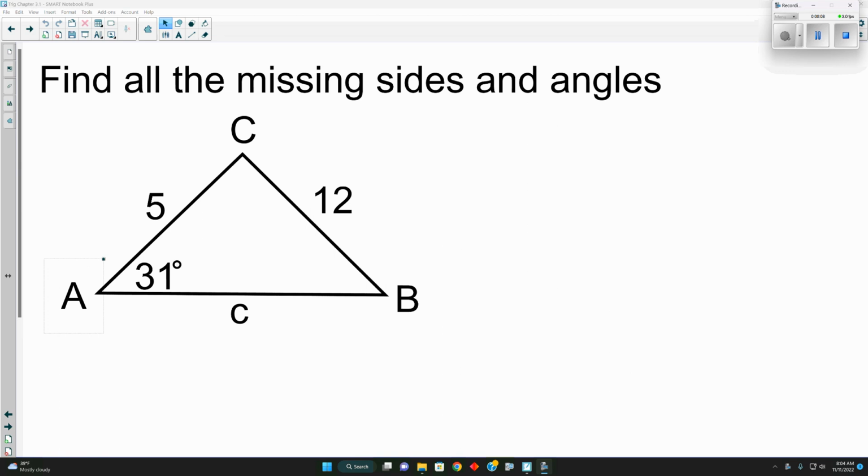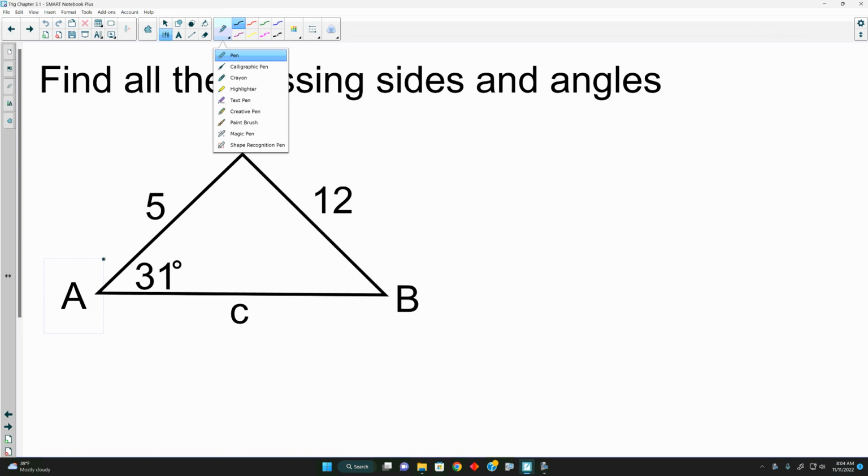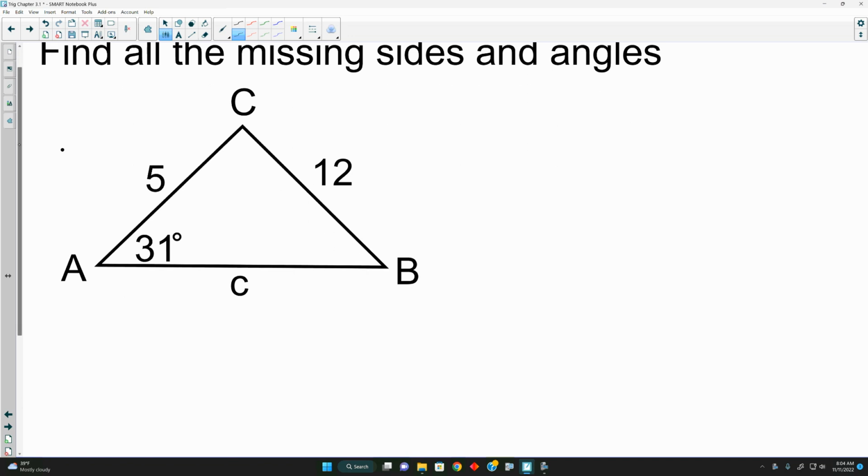Alright guys, we're going to keep working on the lesson from yesterday. I think this is the problem we were going to, or the next one that we had. Yes. Pull the calculator up.